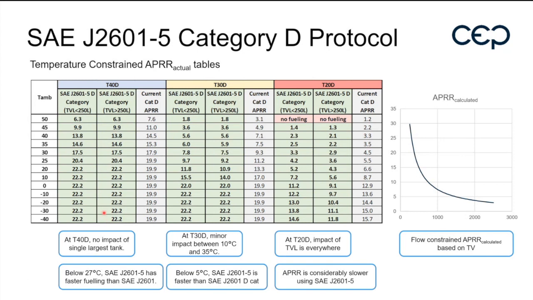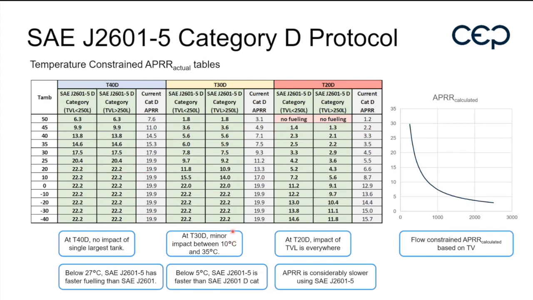A second thing that we can see is that in the past we had this 19.9 because of the 60 grams per second nozzle, and now this is increased to 22.2. So for very low temperatures in Scandinavia or so, you will have a benefit, and you can even fuel a little bit faster than the current one.